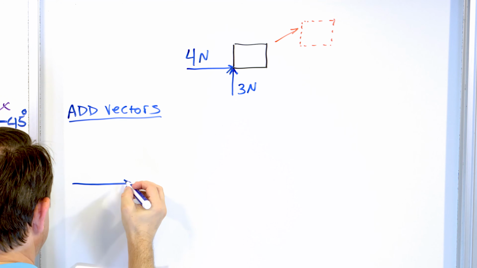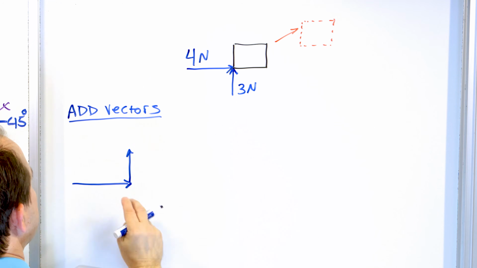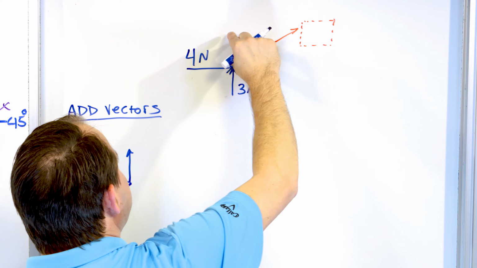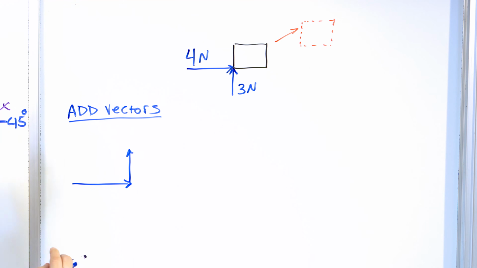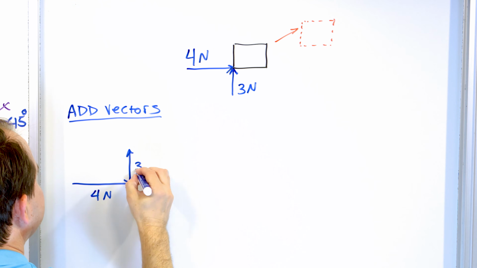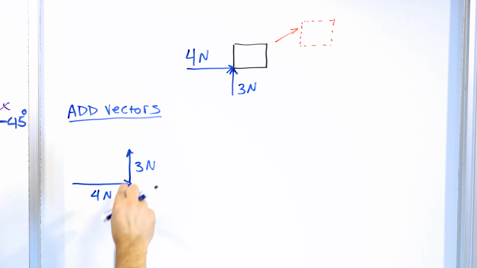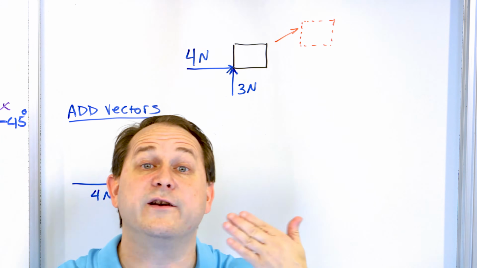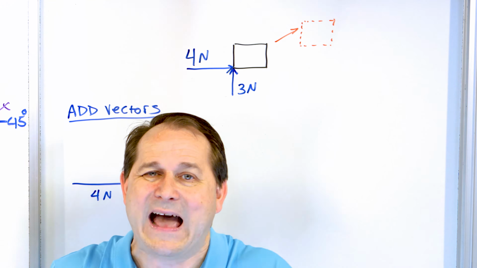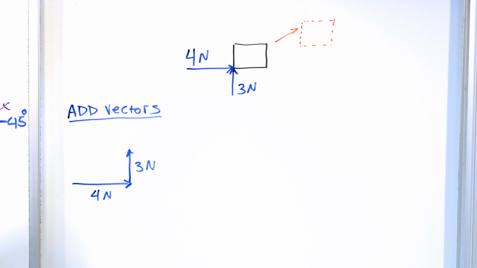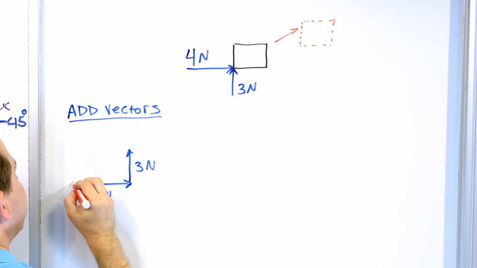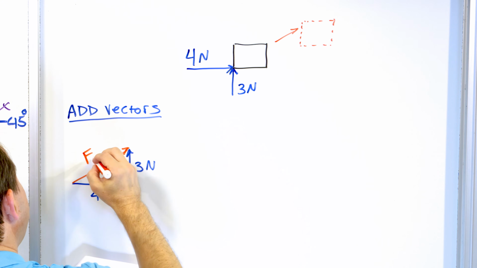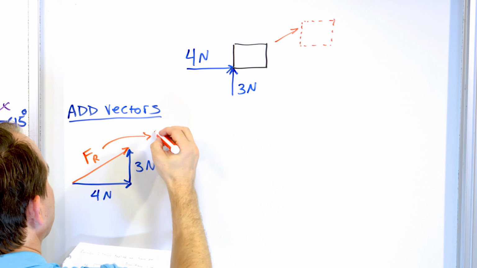So we put the 4 newton vector like this, and the other vector, we can take this 3 newton vector and move it around anywhere we want as long as it keeps its orientation, and we put the tail of it connected to the head of this one. So this was 4 newtons, and this is 3 newtons. This is how we add vectors. We can slide them around. We just put them head to tail. And then to figure out what we call the resultant of these two vectors, or what we get when we add them together, what we do is we connect the starting point to the finish point of the other arrowhead. So this red one here is called the resultant. We call it F sub r, and I'm going to call that the resultant vector.